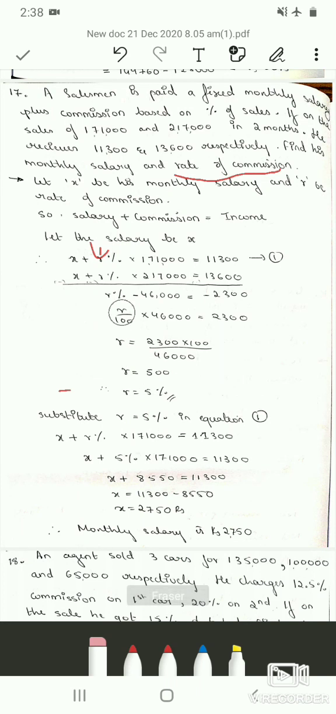If you want to verify your answer, you can substitute in this equation the value of X, that is 2,750, and find out the commission, that is 5 divided by 100 into 1,71,000, you will get the income as 11,300. So you can even substitute R in this value and solve for X, which you will get as 2,750. So in any one of the equations you have to substitute the value of R to get the value of X.